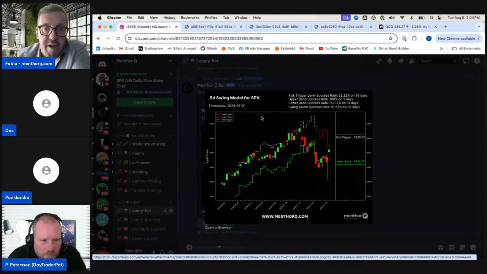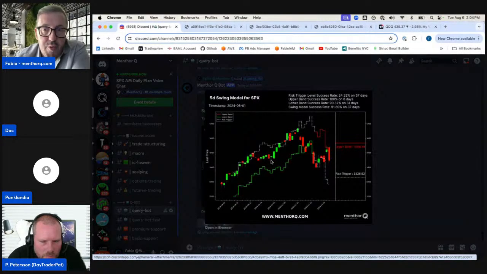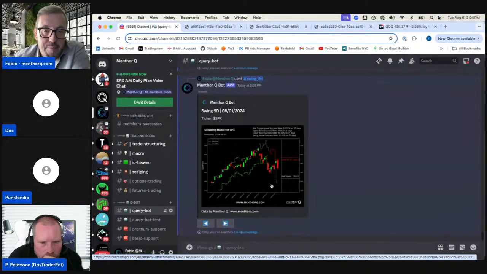So on the 31st, we see that the lower band is 5,400. Then we have a risk trigger of 5,628 with the bullish directional bias. But then we move to the first, and suddenly the picture changed. Now we have an upper band with a red line here, which is a shift from bullish to bearish bias, right?